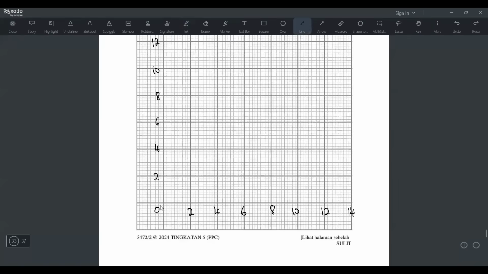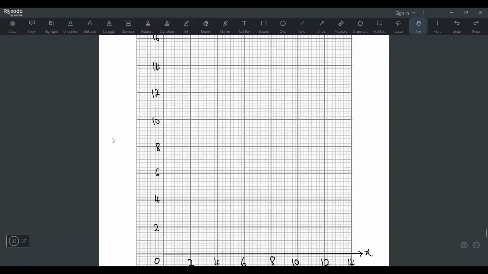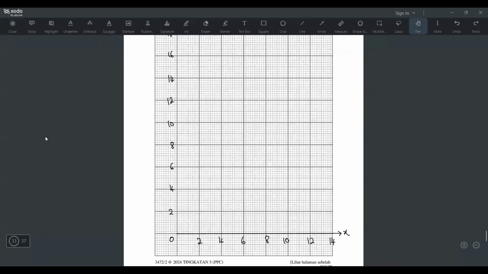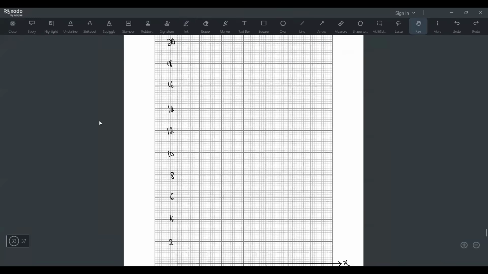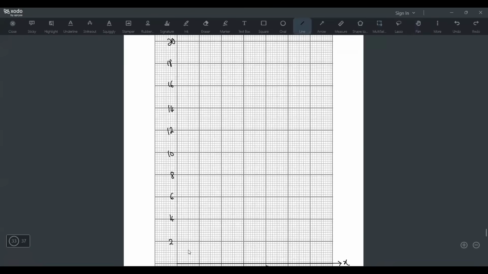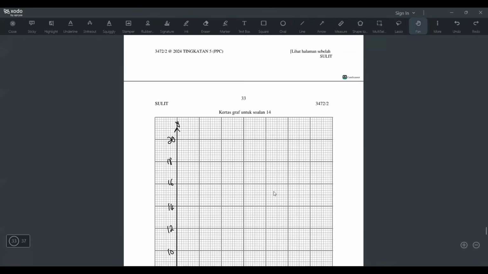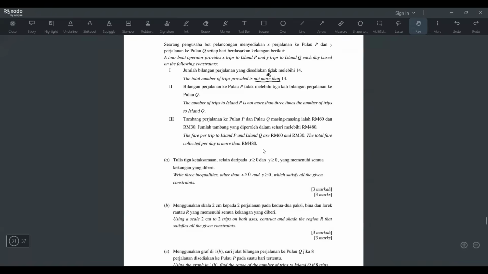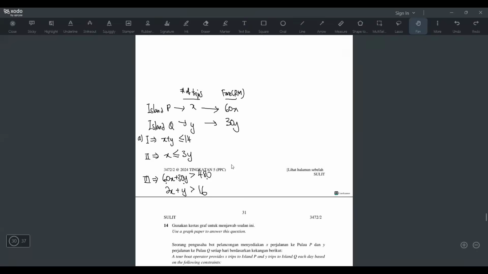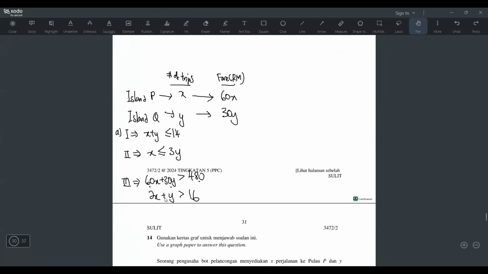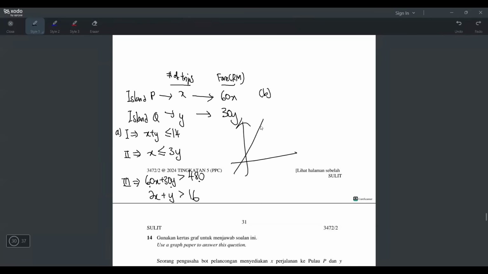Okay. Actually, we can't draw the line first, right? We cannot draw the line now because we haven't found the points, right? If you want to draw a graph, you need to make sure you have points first, right? So now let's go back to the question and find the points first, right? So later we have to draw these 3 lines, right? But when we do that, we need points, right? We can't just simply go to the graph paper and draw the line.